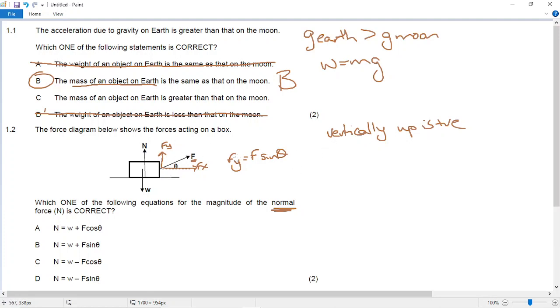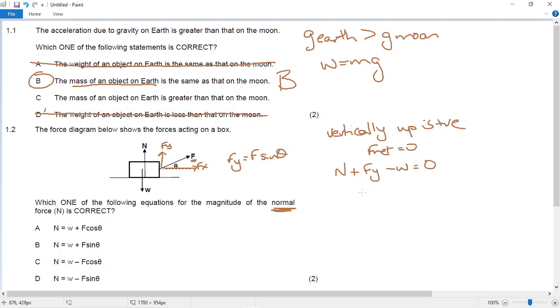So vertically this box is in equilibrium. If we say up is positive and we make a little sum of the vectors, if it's in equilibrium there's no net force, or you can say forces up equal forces down. What forces do we have up? The normal and the y component of the applied force. And then what forces do we have down? The weight. So we're going to add the weight, but because the weight is negative, it becomes subtract the weight.